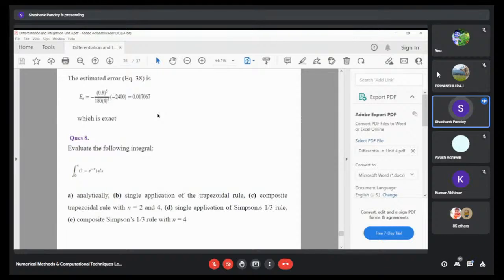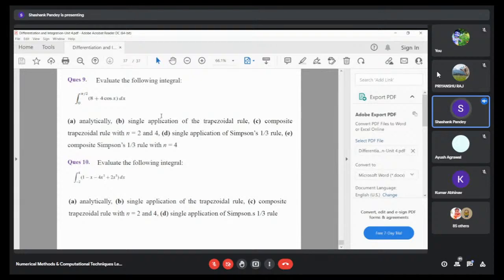So based on what we studied today, please try these numericals, that is question number 8, question number 9 and question number 10, on your own. You can easily compute the exact value of the integral and cross-verify your calculations by calculating the relative percentage error with respect to the true value and check your answers.